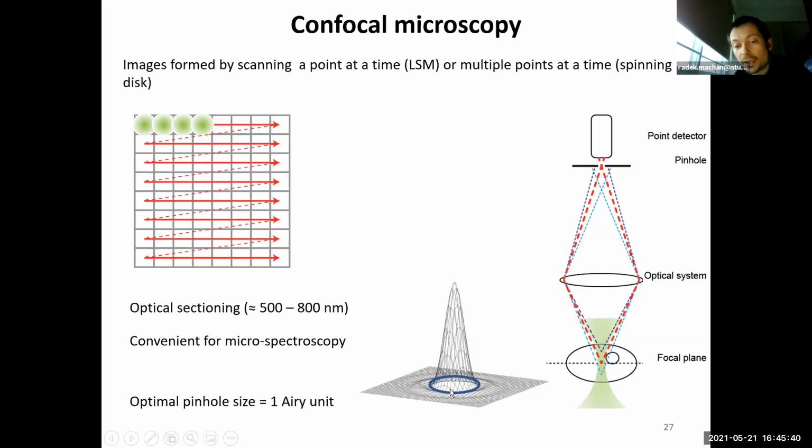On the other hand, if I make the pinhole smaller, I will improve resolution, but I will lose a lot of signal. So that is also not used frequently, because typically there's not enough signal to waste.